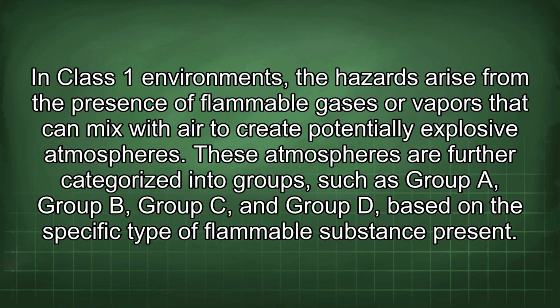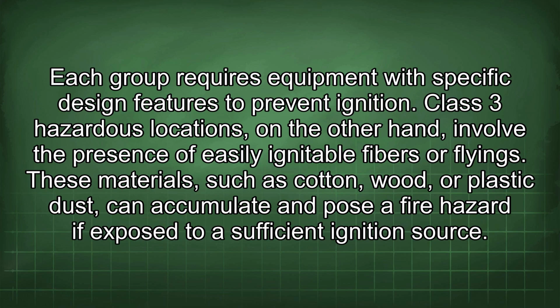In Class 1 environments, the hazards arise from the presence of flammable gases or vapors that can mix with air to create potentially explosive atmospheres. These atmospheres are further categorized into groups, such as Group A, Group B, Group C, and Group D, based on the specific type of flammable substance present. Each group requires equipment with specific design features to prevent ignition.